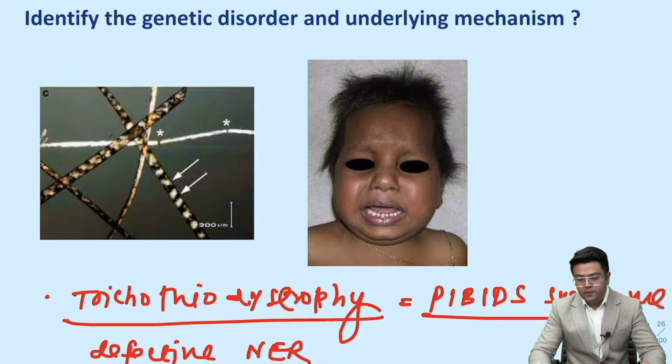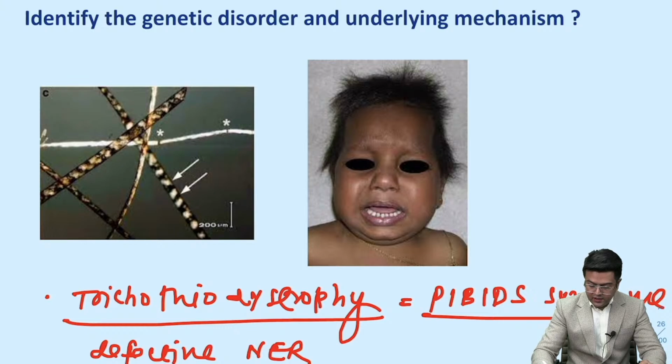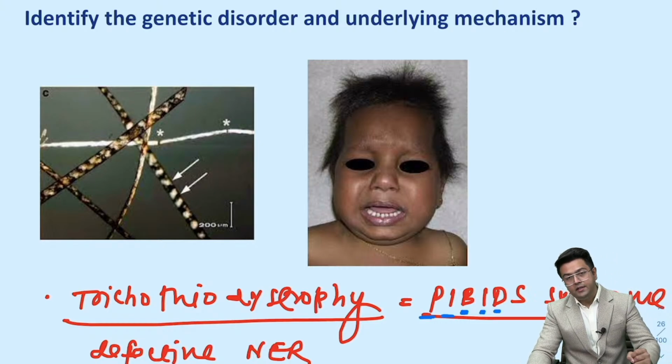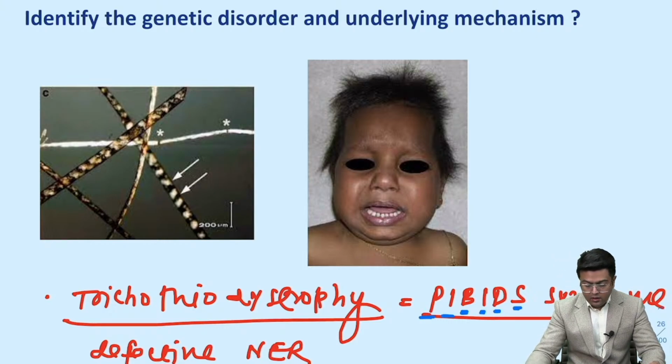Right. What is PIBIDS? The P stands for photosensitivity, I for intellectual disabilities, B for brittle hairs, as you can see in the picture, sulfur deficient brittle hairs, I for ichthyosis, right? D for decreased fertility, and S for short stature, right?